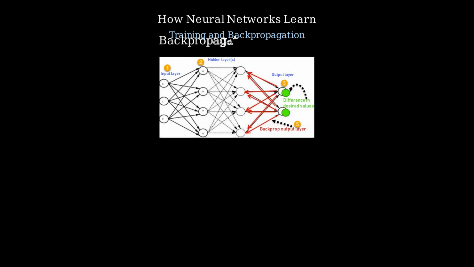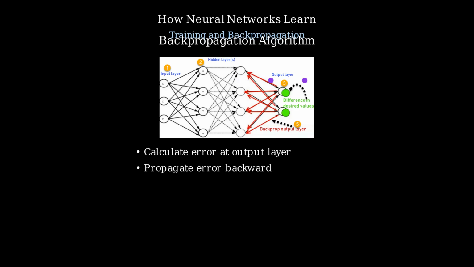Backpropagation is the key algorithm used to train neural networks. It starts by calculating the error at the output layer. Then it propagates this error backward through the network, layer by layer, calculating how much each connection contributed to the error. Finally, weights are adjusted using a technique called gradient descent, which helps minimize the error.